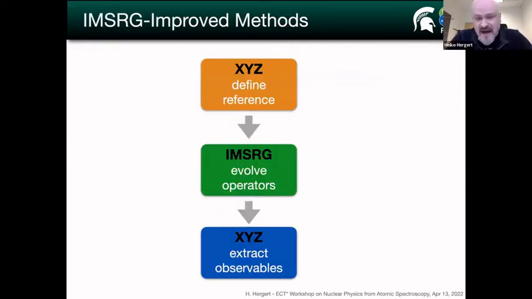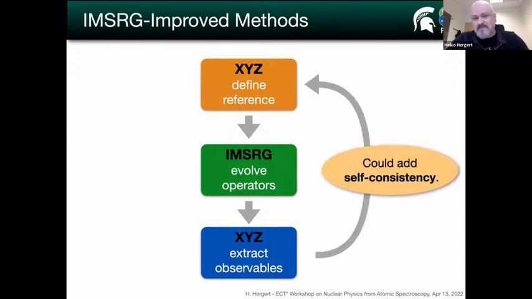Now, that allows us then to really define what I would call IMSRG-improved methods or hybrid approaches. So you use your favorite many-body method to define a reference state with some correlation included. You perform an IMSRG evolution of all the operators, and then you take the resulting Hamiltonian and perform method XYZ again to extract all the observables that you would like. And possibly you could think of adding self-consistency to that and then just iterate and take the solution that you get at the end from your favorite many-body method and use that as a new reference state.